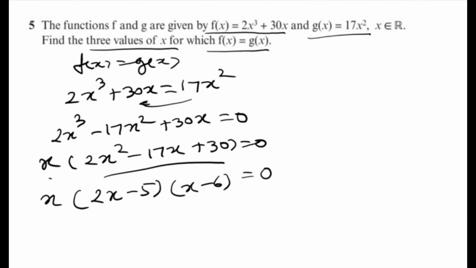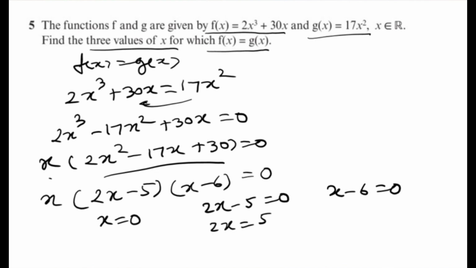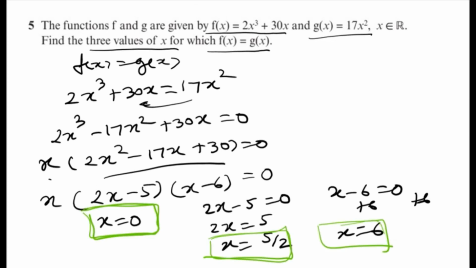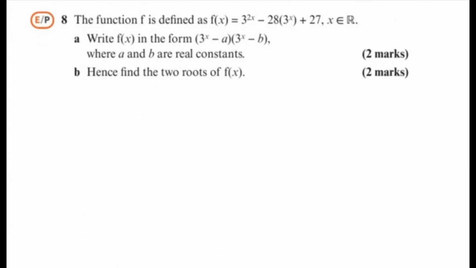Now to find the values, I will equate each factor with 0. So x is equal to 0, 2x minus 5 equal to 0 and x minus 6 is equal to 0. 2x is equal to 5, and x is equal to 5 over 2. And here, adding 6 on both sides, x is equal to 6. So here we are getting 3 values: x is equal to 0, x is equal to 5 over 2, and x is equal to 6.